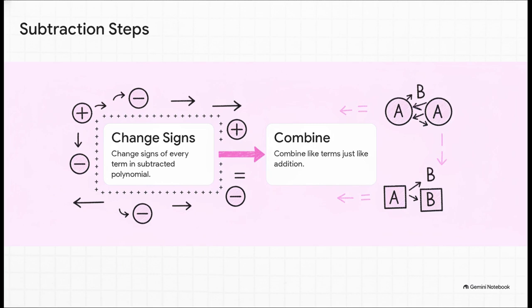Step 1. Change the signs of every single term in the polynomial being subtracted. If a term is positive, you must make it negative. If it happens to be negative, you flip it and make it positive. Step 2. Once you have successfully flipped every single one of those signs, something magical happens. The dreaded subtraction problem actually turns into a friendly, simple addition problem, and you just combine like terms exactly like we did in the previous section.